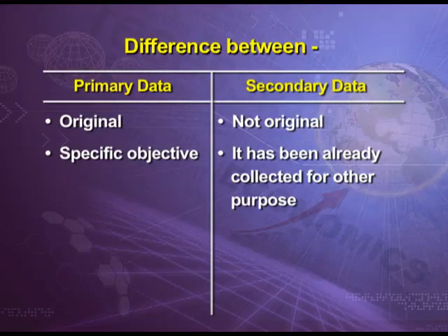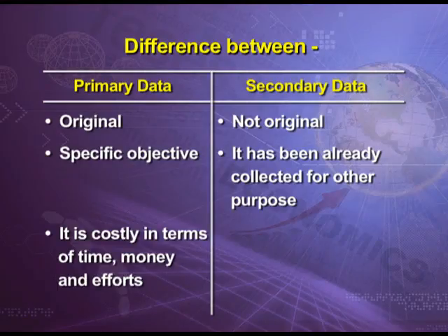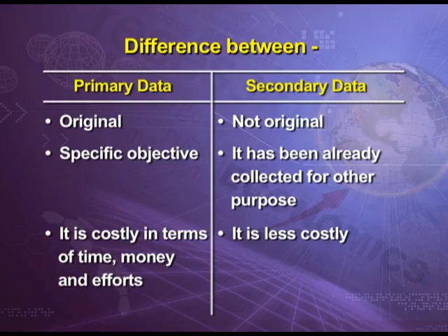The third and the most important difference is on the basis of cost. Primary data is costly because it involves much time, more money and more effort. On the other hand, secondary data is less costly, because it has been collected by other persons and is already in printed form. So here we have completed one topic, that is primary data and secondary data.